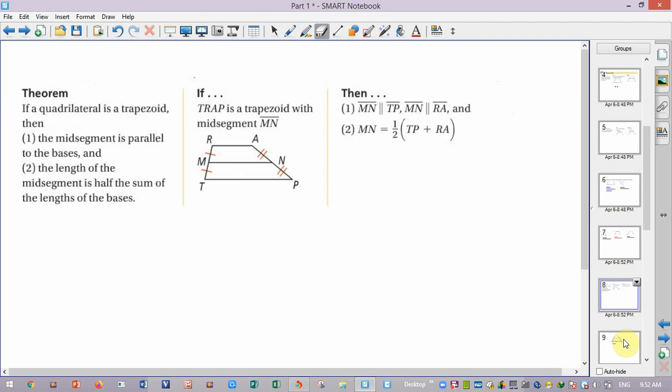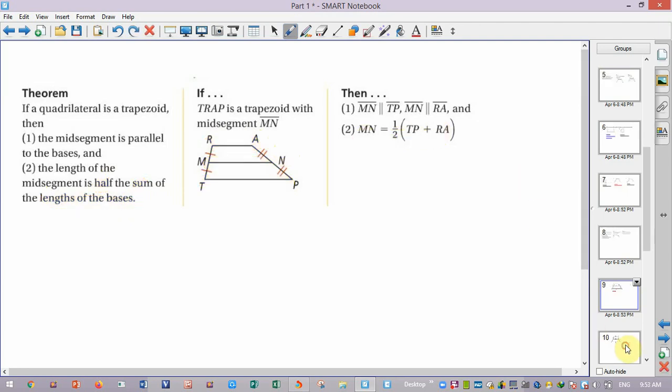Next. If the quadrilateral is a trapezoid, then the mid-segment, what is the mid-segment? The line segment joining the two midpoints of the two non-parallel sides is called the mid-segment. It is parallel to the bases, parallel to BA and parallel to TB, okay? And it equals half the sum of the lengths of the two bases.